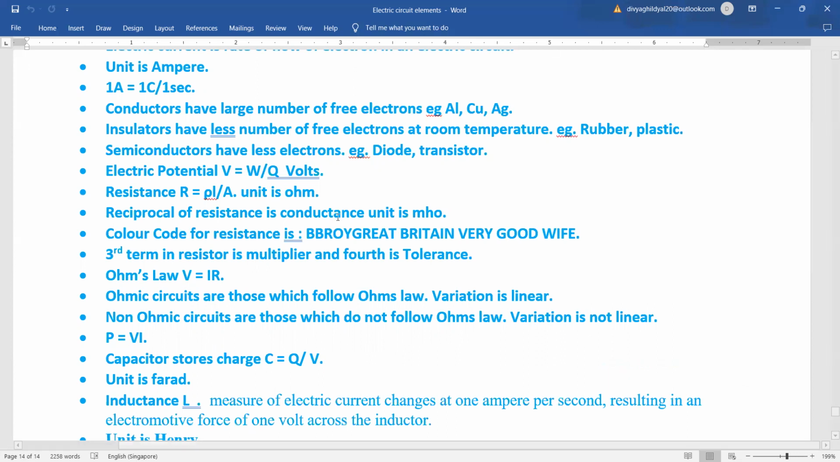Electric potential is equal to W upon Q. Resistance is equal to rho L upon A. The reciprocal of resistance is conductance. The color code for resistance is B.B. Roy, Great Britain, Very Good Wife. The third term in the resistor's color code is the multiplier, and the fourth is tolerance. Ohm's law, V is equal to IR.